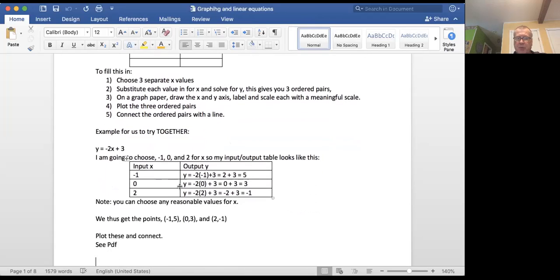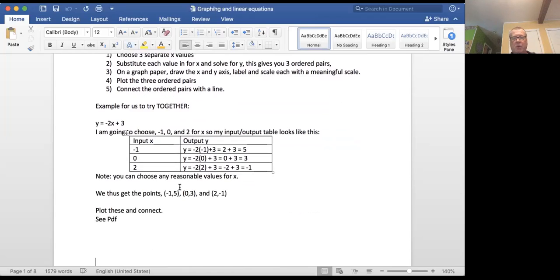So for example, the first one, y equals -2x plus 3. I'm going to input -1, 0, and 2. It really doesn't matter what I input as long as I input something. So when I input -1, I get -1 times -2 plus 3, which combines to be 5. When I input 0, I get 3. And when I input 2, I end up with -1. So that gives me these 3 ordered pairs. I plot them and connect with a line.